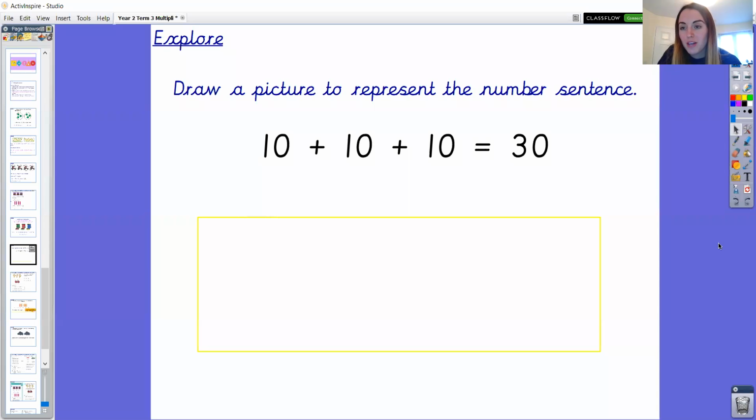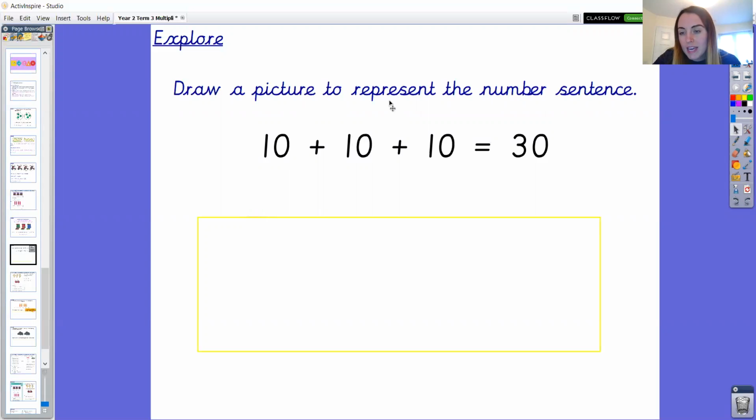Well done, year 2. So I did have a go with the pen on the laptop, but it wasn't looking wonderful. So I have copied and pasted some pictures to help me out. But I'm sure that you have drawn some amazing pictures in your book, which I look forward to seeing. So from just having a look at this number sentence together, we can see that 10 is the amount inside each equal group. Okay, so that information is going to help us with drawing our picture.